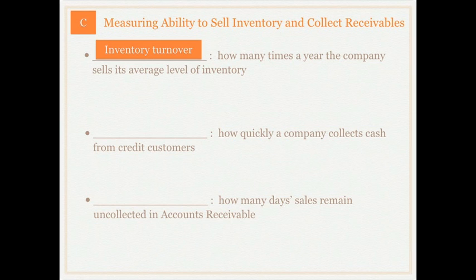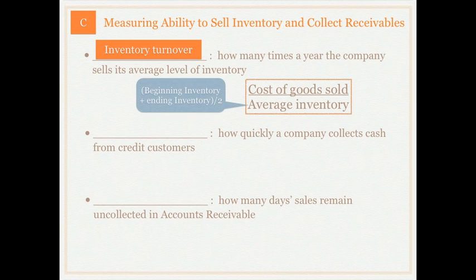The first one being inventory turnover. The inventory turnover tells us how many times a year a company sells its average level of inventory. So how many times a year is their inventory completely turned over? To calculate that, we would take the company's cost of goods sold and divide that by the company's average inventory. Now, obviously, average inventory is something we'll have to calculate from the financial statements. So to calculate the average inventory, we will take the company's beginning inventory for that period and add the ending inventory for that period, get the summation of the two, and then divide that by 2 to get the average.